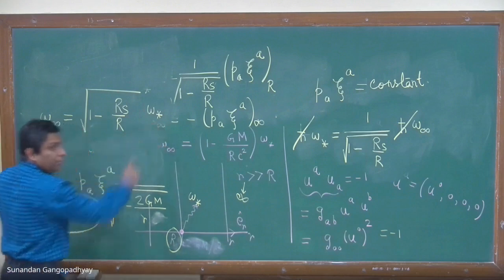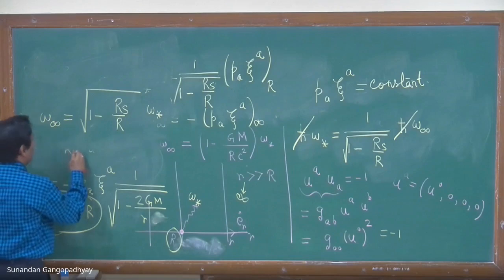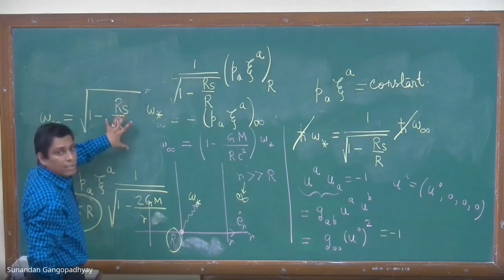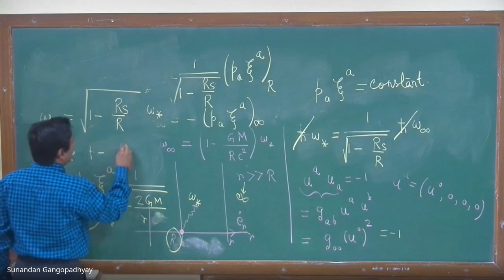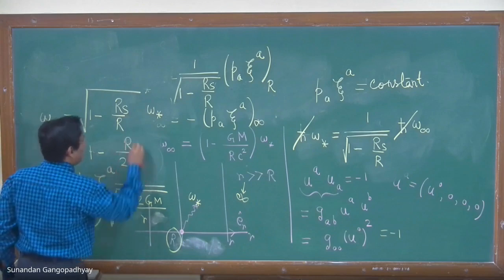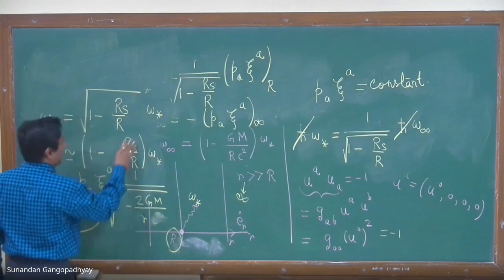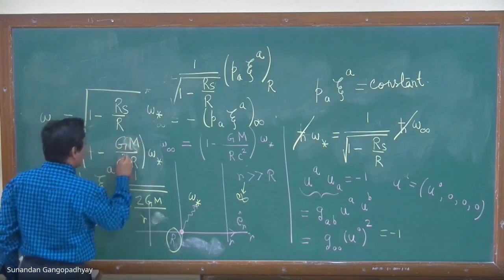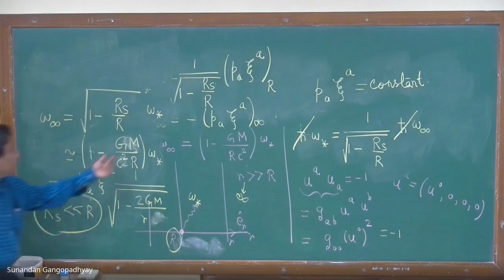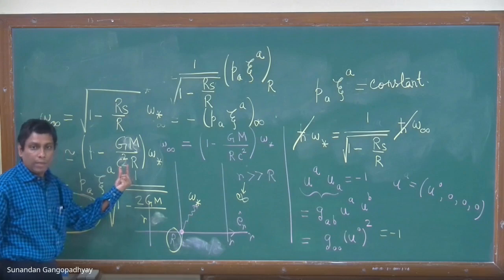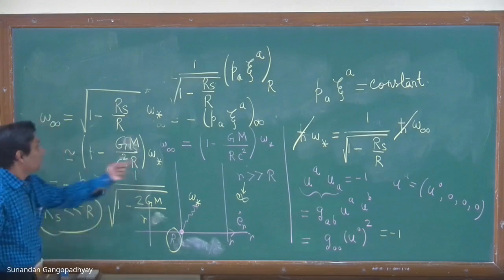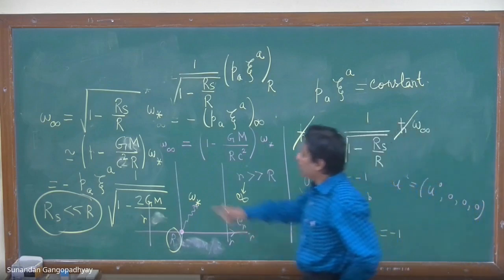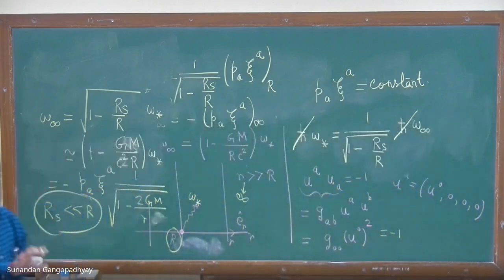So this is the exact relation following from the Schwarzschild geometry. And now, you know RS by capital R is very small, because this is 3 kilometers and this is 1000 kilometers. So you can make a binomial expansion, and therefore you get RS by 2R times omega star. If you put in what RS is, you can now restore c square from dimensional considerations, because GM by c square has the dimension of length, so length by length is dimensionless. So this is the result that I derived earlier from the equivalence principle. That was the approximate relation, and this is the exact relation which you can derive from the exact Schwarzschild metric.